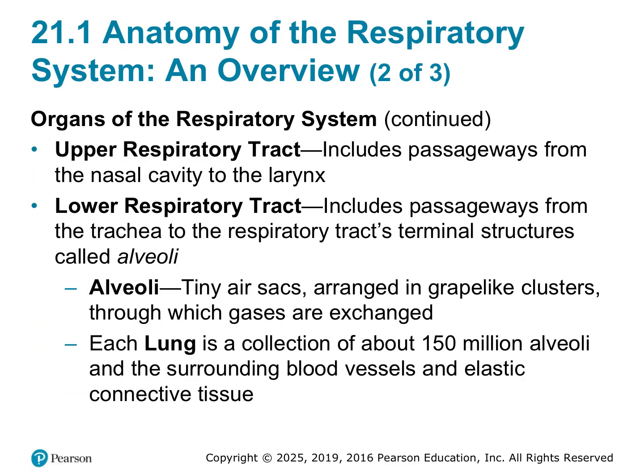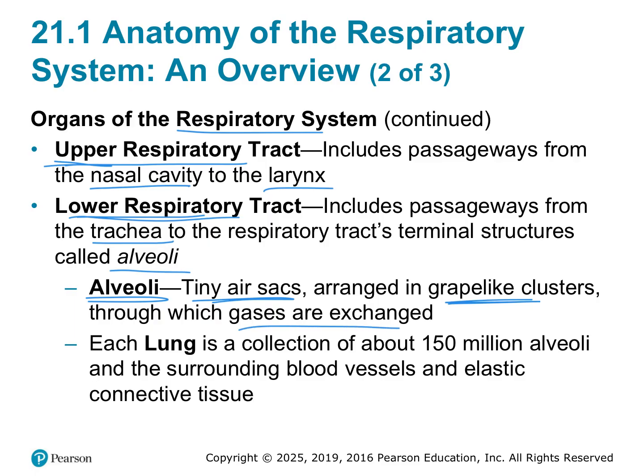We can divide the respiratory system into an upper and lower respiratory tract. When somebody talks about an upper respiratory tract infection, that's going to be from the nasal cavity to the larynx. The lower respiratory tract is going to be from the trachea through the bronchial tree all the way down to the alveoli. These alveoli are very tiny air sacs, arranged in grape-like clusters, and this is where gas exchange is going to occur.